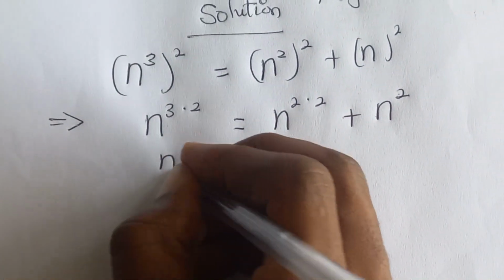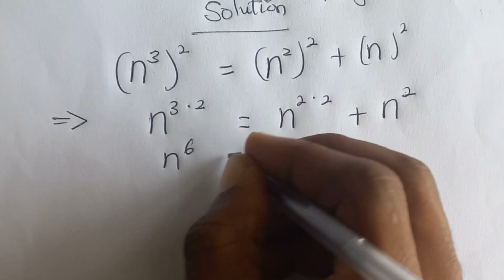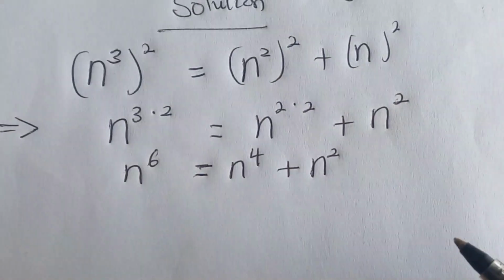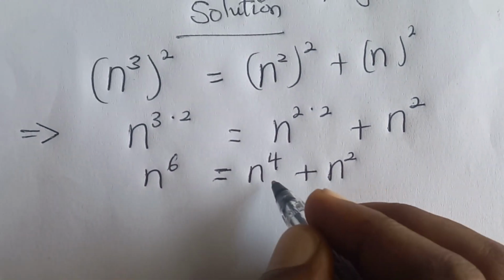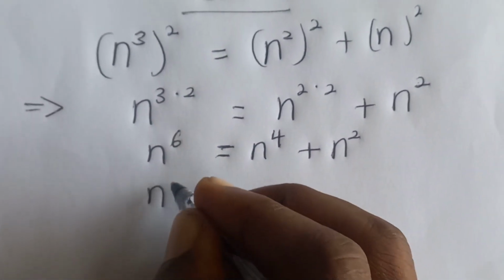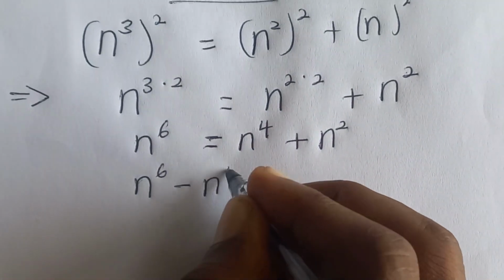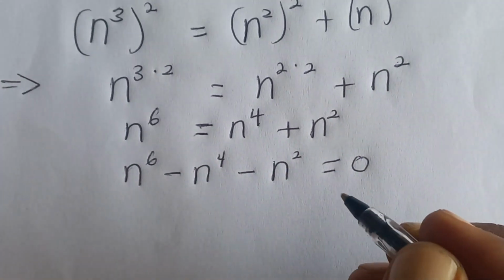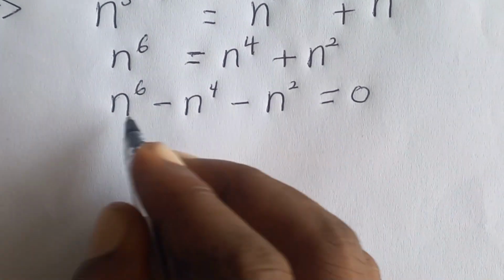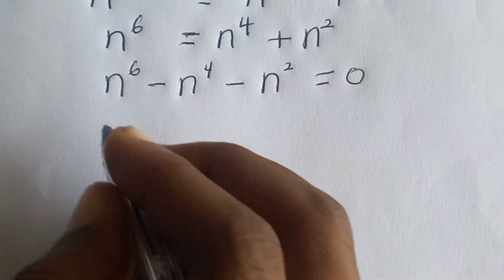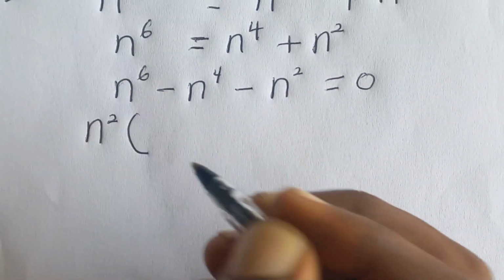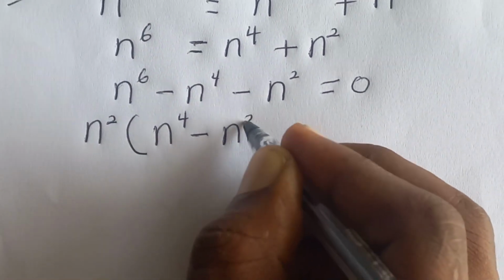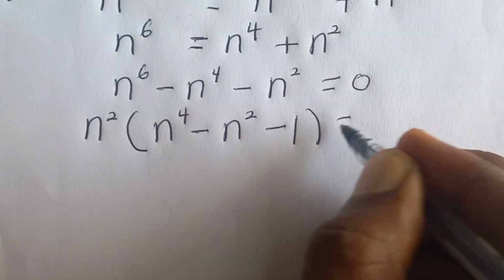On this one, we are going to get n exponent 6, which is equal to n exponent 4 plus n exponent 2. Now we have to send all of this to one side. So n exponent 6 minus n exponent 4 minus n exponent 2 is equal to 0. Now, this one is a factor. n exponent 2 outside, n exponent 4 minus n exponent 2 minus 1 is equal to 0.